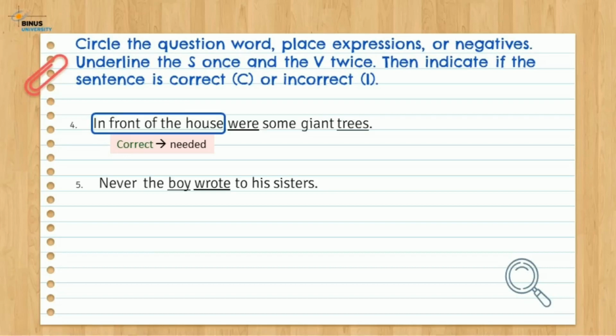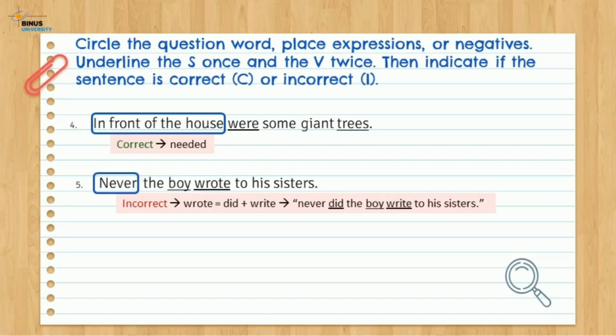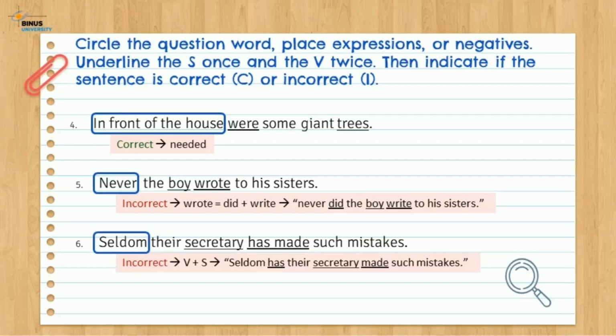Number 5. Never the boy wrote to his sisters. Since the negative expression never is at the beginning of the sentence, the subject and verb should have been inverted. So this is incorrect. Number 6. Seldom their secretary has made such mistakes. We can see the subject and verb must be inverted here because the negative expression seldom is in front of the sentence. So this is still incorrect.